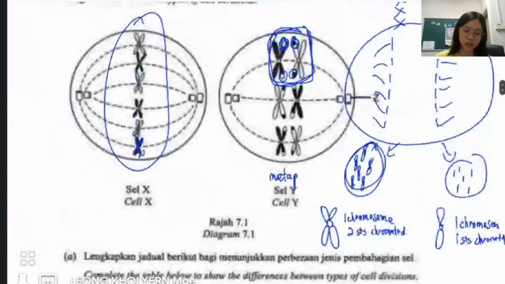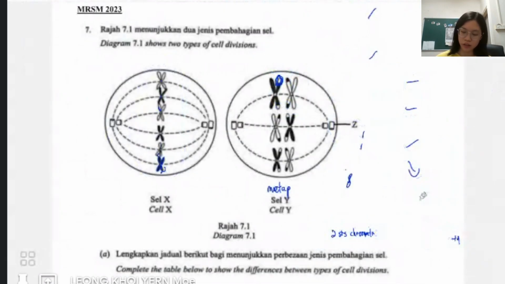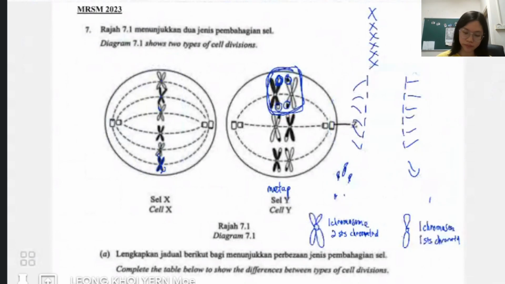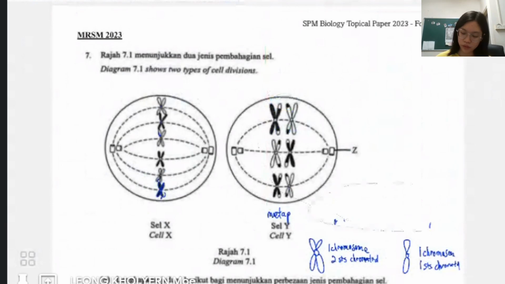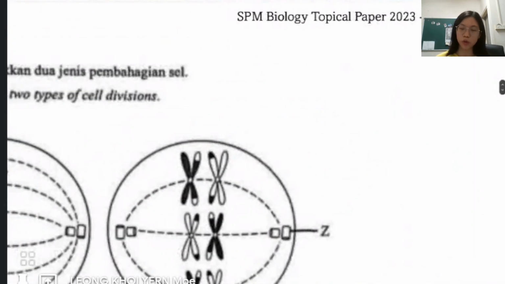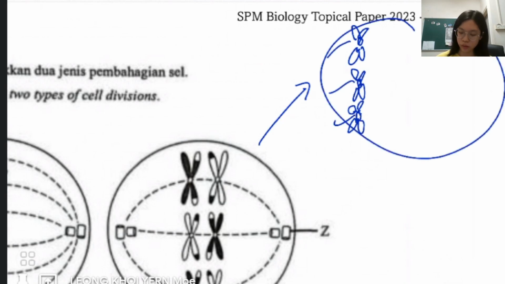What about meiosis? Meiosis is a different thing because for meiosis, the homologous chromosomes separate at first. So when the homologous chromosomes get separated, like that, they get separated. So 1, 2, 3. So this one also gets separated.